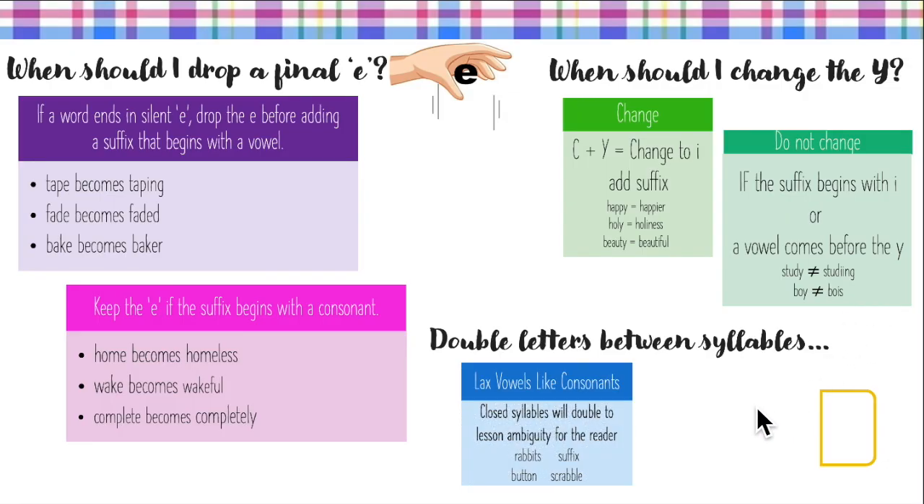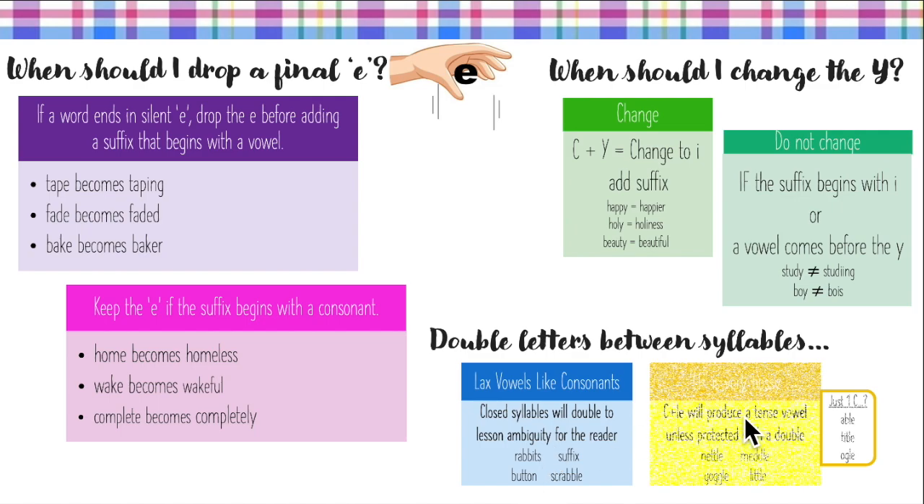So when do we double? Well, if we want to have laxed vowels, then like closed syllables, we want to double it so that we have less ambiguity for the reader, such as Scrabble and rabbits. We want to make sure we have our closed syllables separated there. And if there's a consonant LE, it will produce a tense vowel unless it's protected by a double consonant. So things like nettle, metal, little, those guys you're going to want to have a double letter in there, just because we want to have that protection from those long vowel sounds kind of meddling with it.